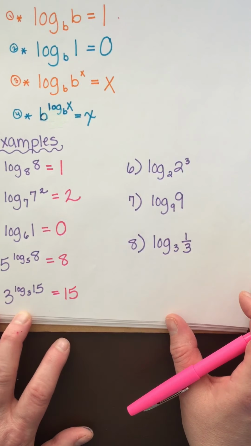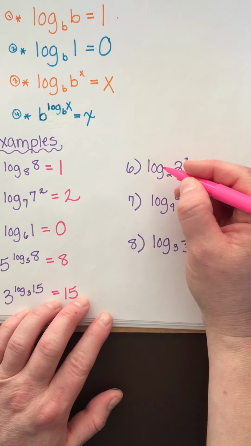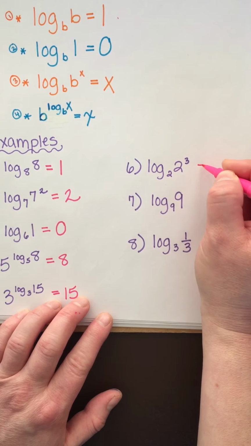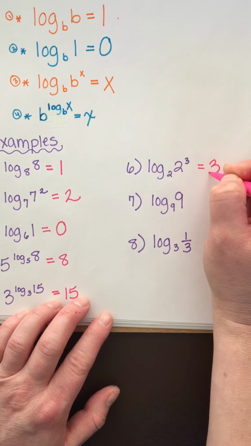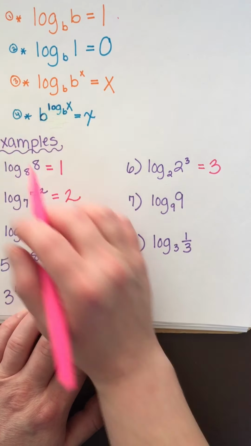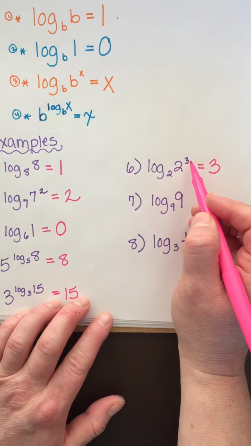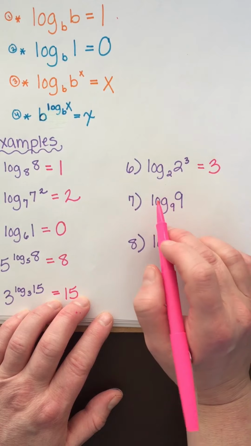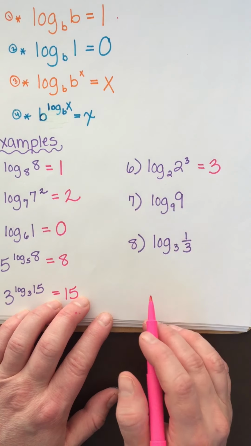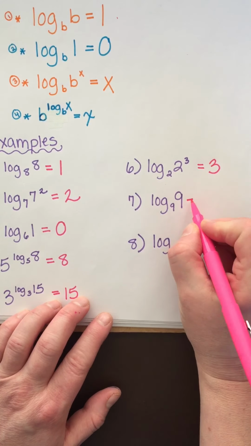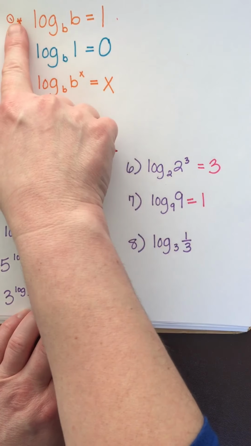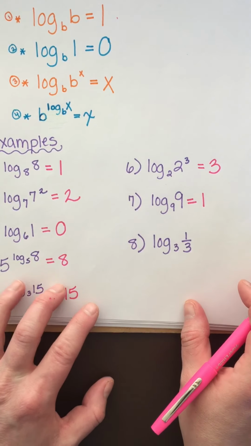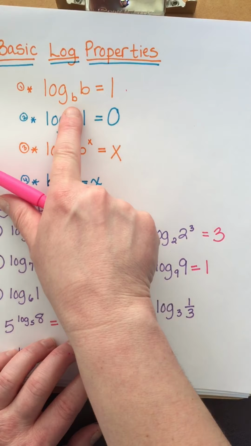All right, let's look at number 6. The log base 2 of 2 to the third will equal 3. And that would be using the third property. 2 to the what is equal to 2 to the 3? 3. 2 to the 3 equals 2 to the 3. The log base 9 of 9. 9 to the what equals 9? 1. And that would be using the first property.